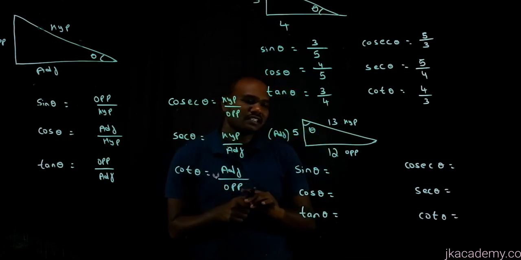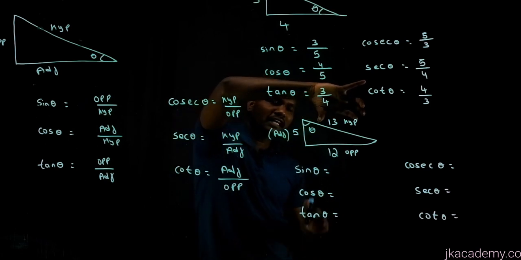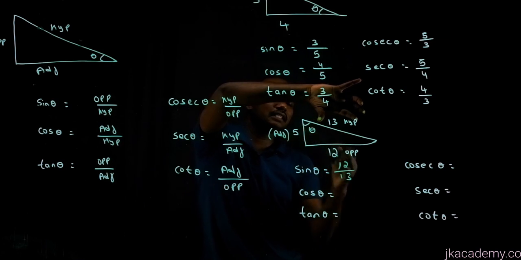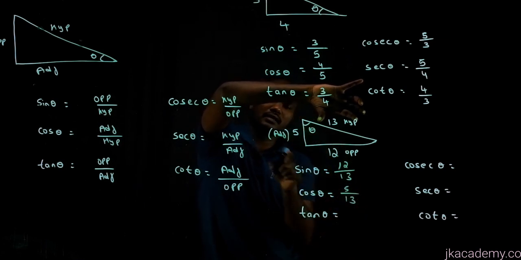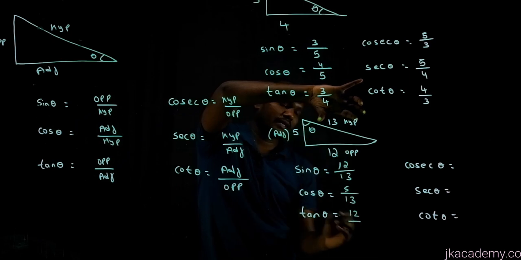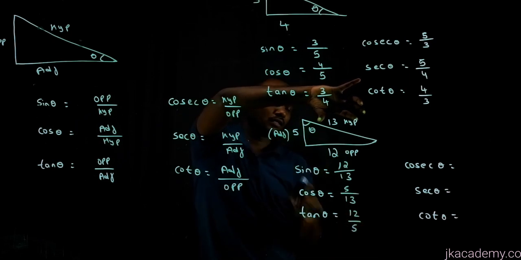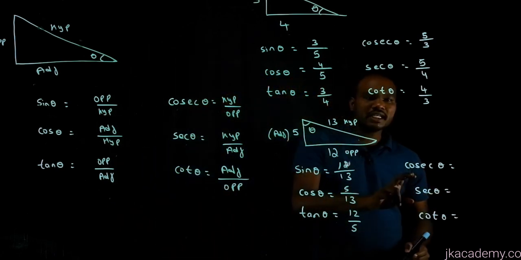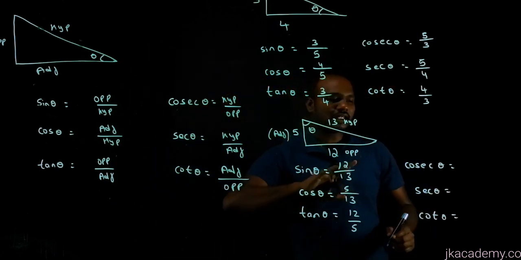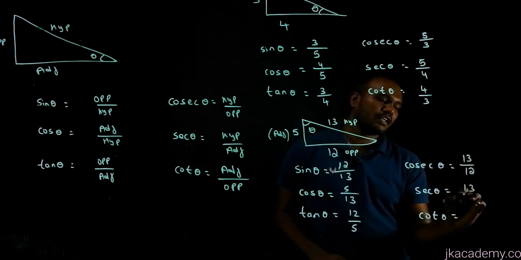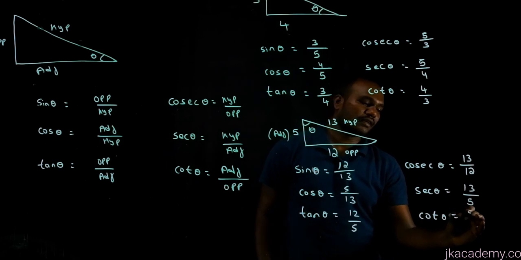So hold the bigger side: opposite by this, 12 by 13. This by this, 5 by 13. Then opposite by this, that is 12 upon 5, opposite upon adjacent. Next, cosecant theta: I don't need anything about the diagram, I'll see sin theta and reverse it. That is 13 by 12. I'll reverse this, 13 by 5. If I reverse this, I'll get 5 by 12.